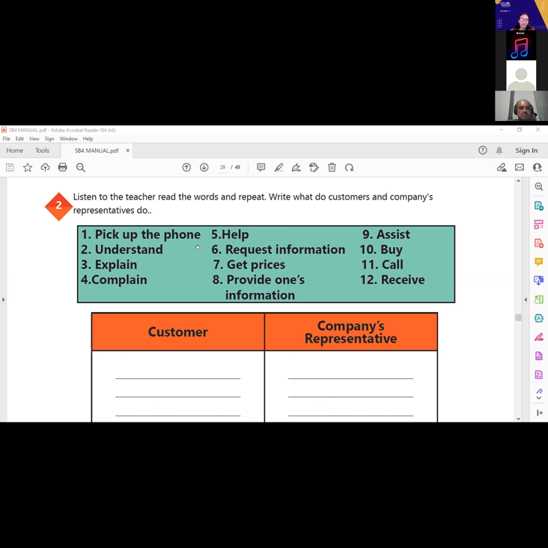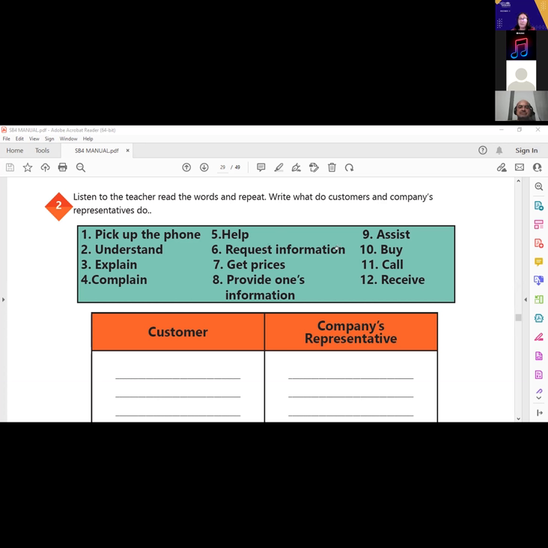Pick up the phone significa levantar el teléfono, responder, right? Understand, comprender, entender la situación que le están explicando, whatever. Explain, es dar una explicación, explicar. Complain, es quejarse de algún mal servicio, bla, bla, bla. Help, ayudar a resolver la situación con la que estamos lidiando. Request information, es solicitar información.